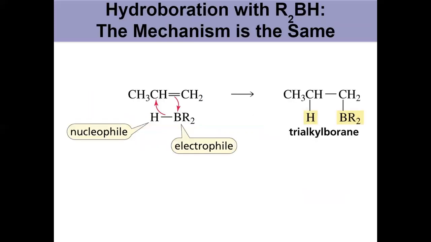But in terms of writing out the mechanism, it's the same exact thing. We just changed this from 2 hydrogens to 2 alkyl groups. And you don't have to draw the whole structure of 9BBN, just know what it's used for and write it as HBR2. Piece of cake. It just has greater selectivity. But that's just the hydroboration.